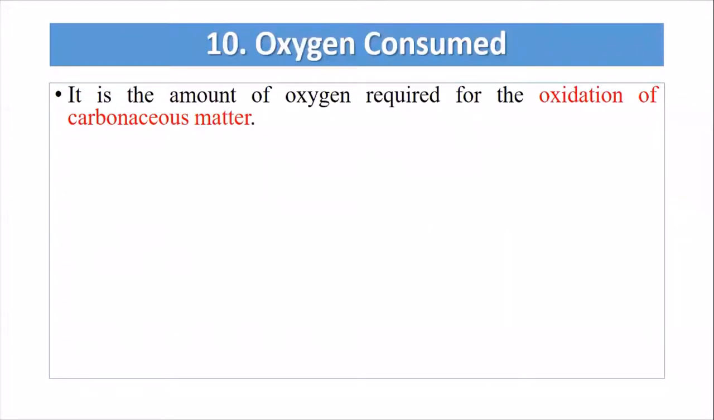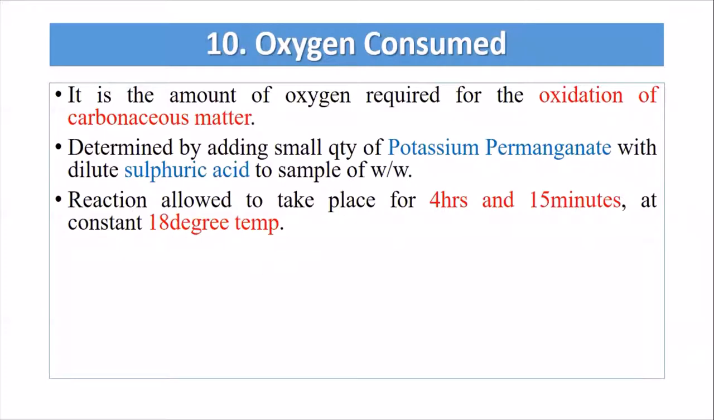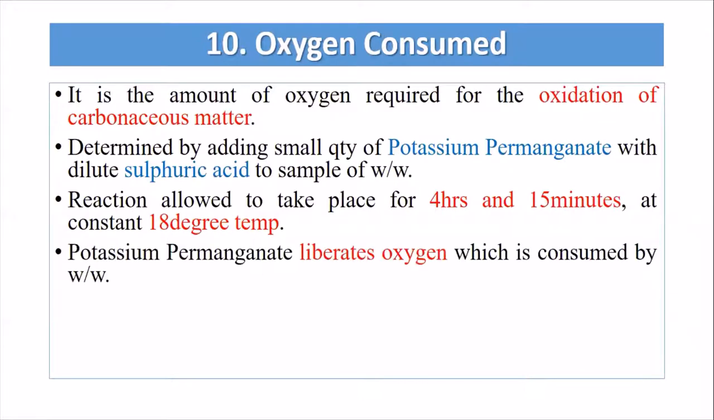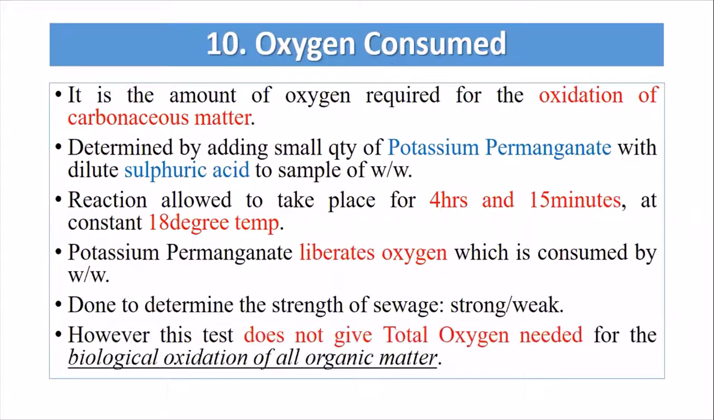Then the next term is oxygen consumed. It is the amount of oxygen required for the oxidation of carbonaceous matter, determined by adding a small quantity of potassium permanganate with diluted sulfuric acid to the sample of wastewater. The reaction is allowed to take place for 4 hours and 15 minutes at a certain 80 degree temperature. Potassium permanganate liberates oxygen which is consumed by wastewater. From this determination, the strength of sewage is concluded as strong or weak. However, this test does not give the total oxygen needed for biological oxidation of all organic matter.